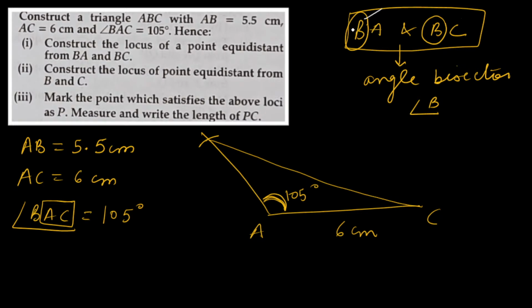Whenever you have to draw an angle bisector, look at the two lines and see what the common point is. B is the common point. So that means this point's angle bisector we have to draw. So it will be like this.